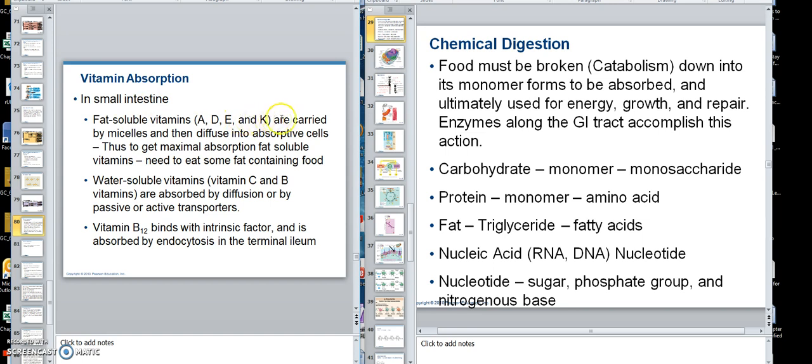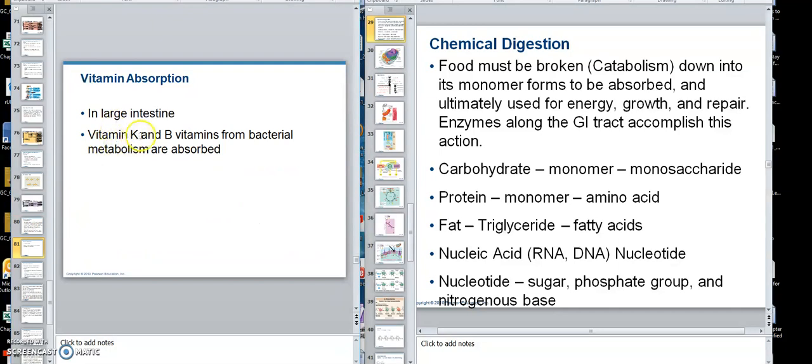Fat-soluble vitamins A, D, and K are carried by micelles because, see, they're fat-soluble. Water-soluble vitamins are absorbed, and they're going to go into what? The bloodstream, right? Because they're water-soluble. B12 has to bind with intrinsic factor. Everybody remember, it has to bind with intrinsic factor produced by the parietal cells and is absorbed by endocytosis in the terminal ileum. But you have to have what? You have to have intrinsic factor produced by the parietal cells.